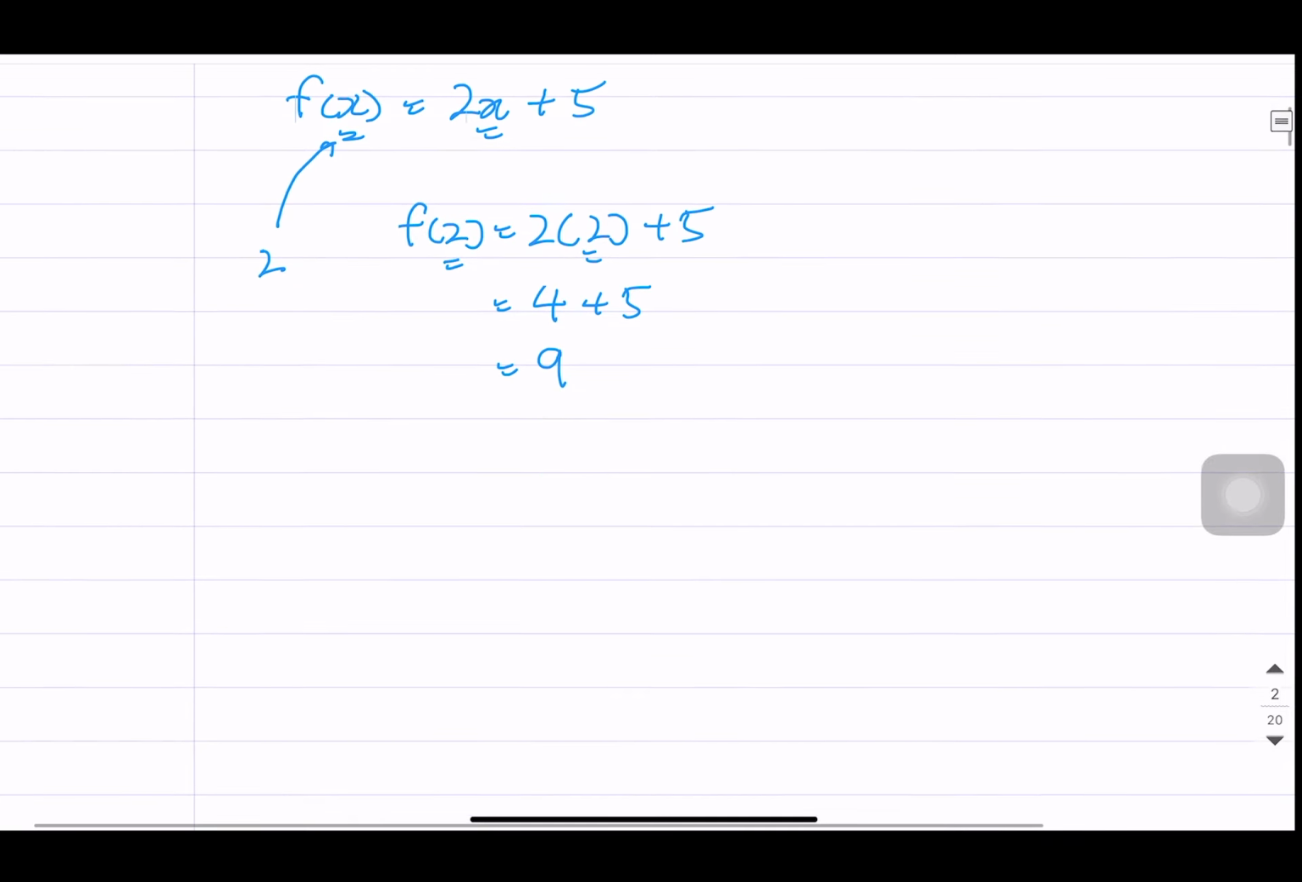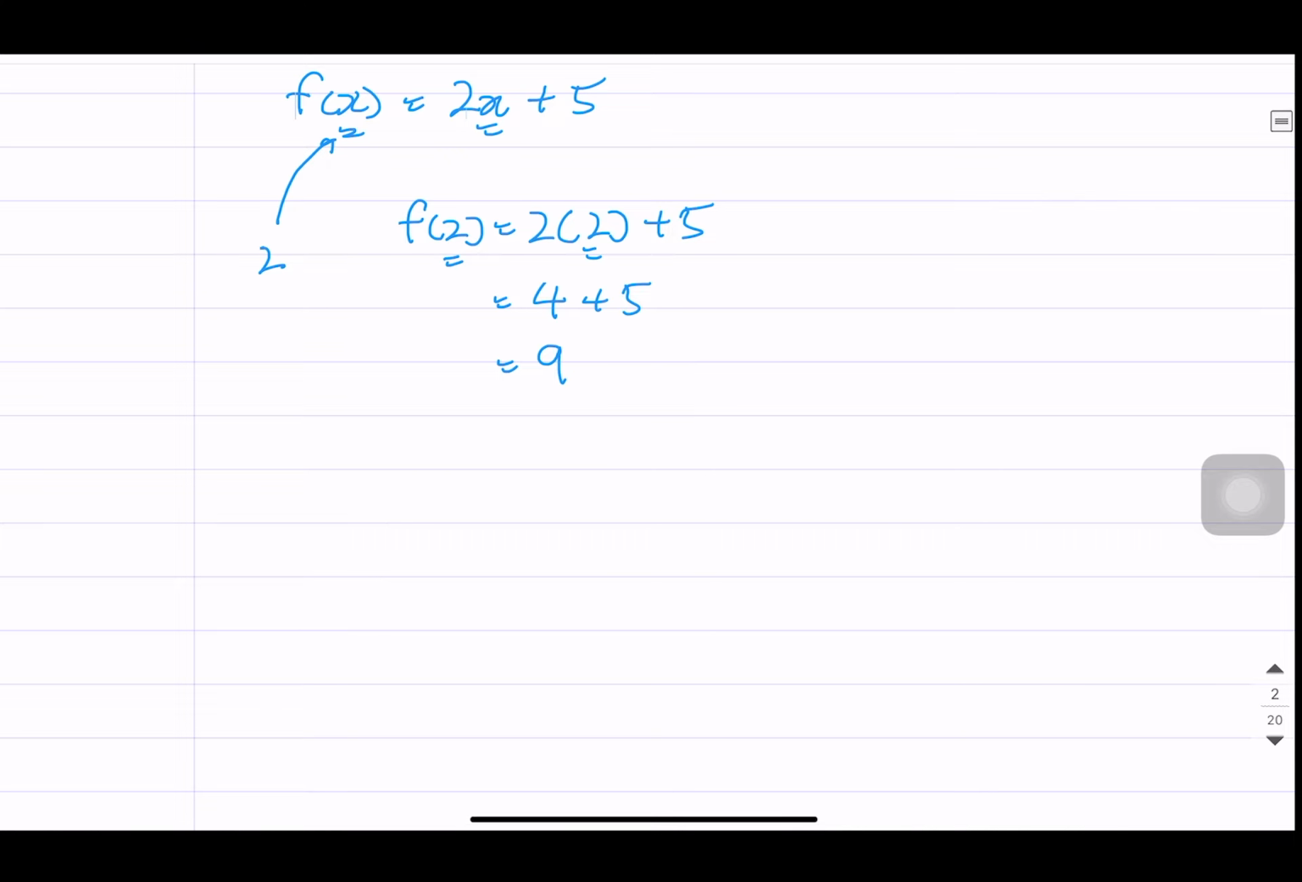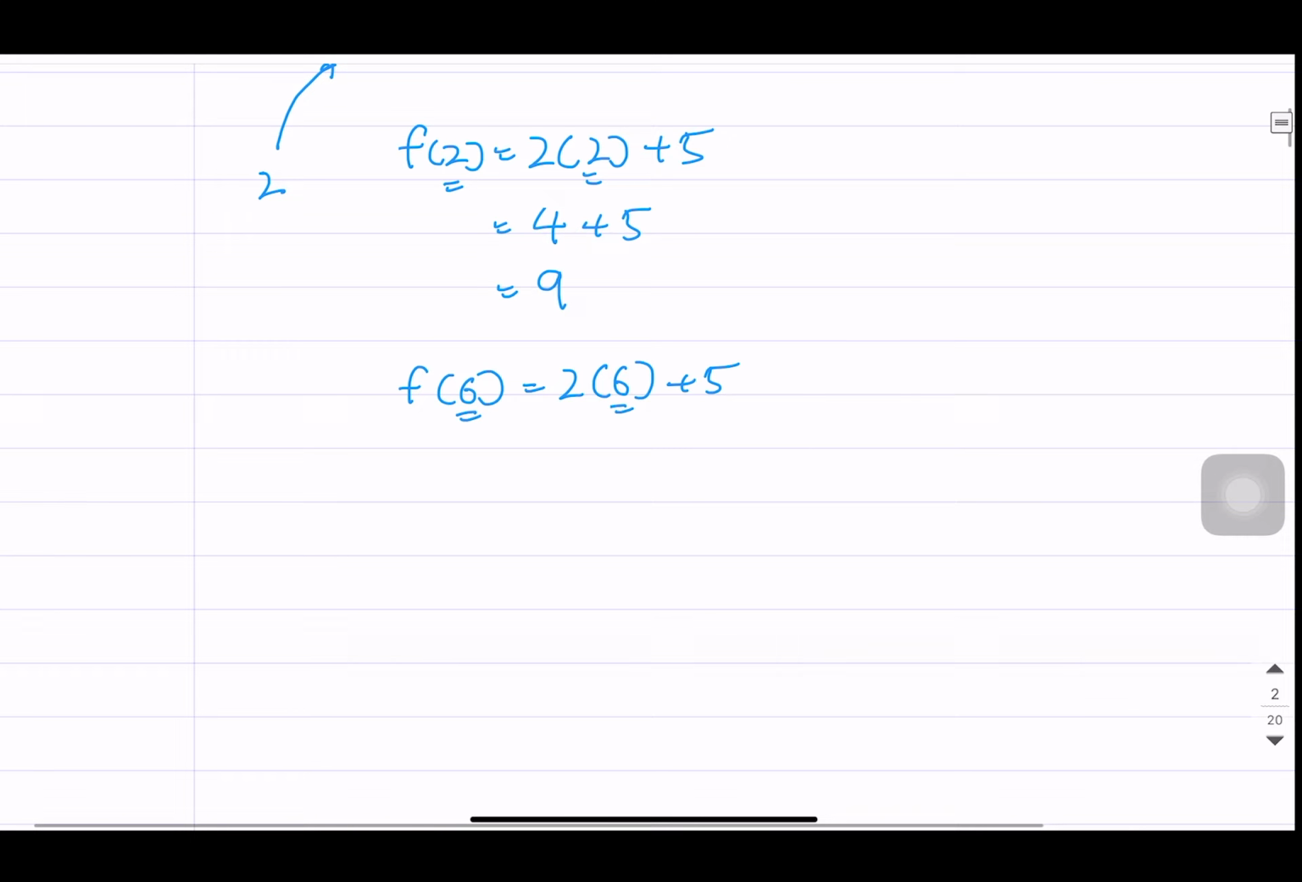Now, let's try another one. What if I tell you that the x in the function is 6? Then we would go f of 6 equals 2 bracket 6 plus 5. Again, when this is 6, this is 6. So what we get is 12 plus 5, which is equal to 17.